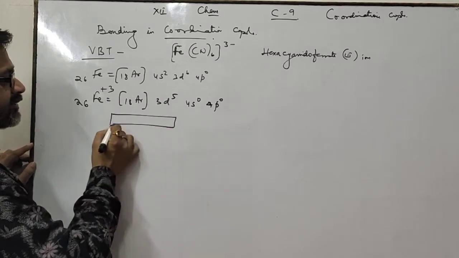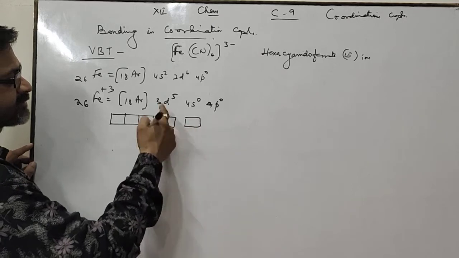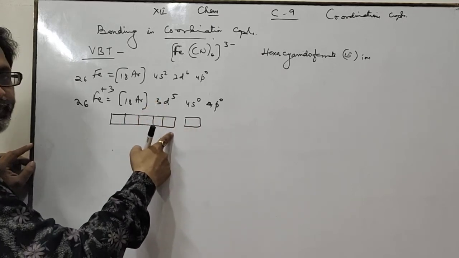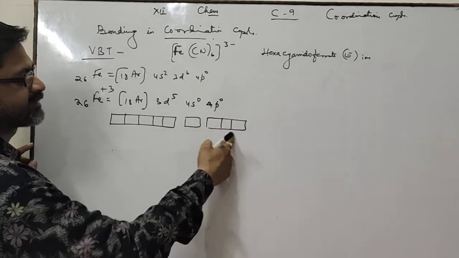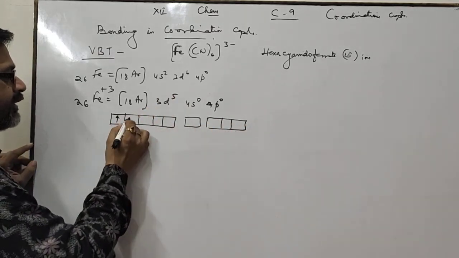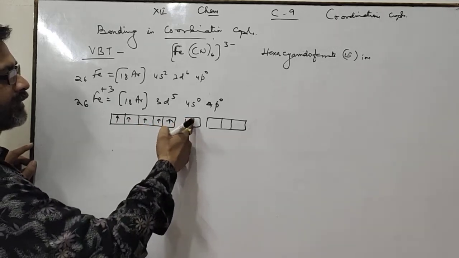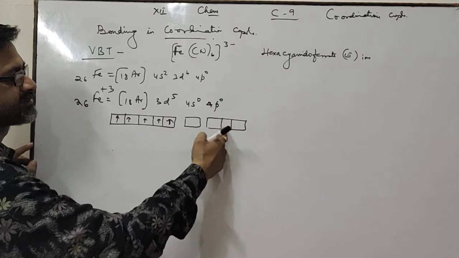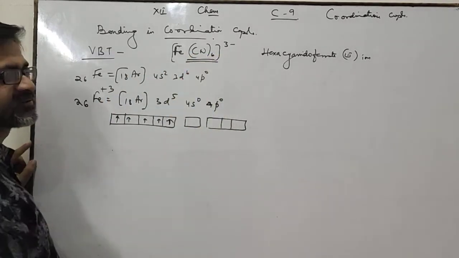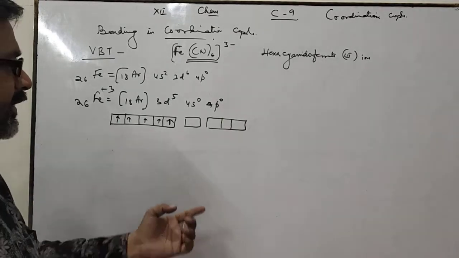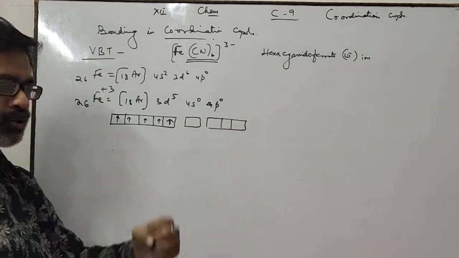You can show this in the form of boxes, their orbitals, like this. You know that the d subshell contains 5 orbitals, the s subshell contains 1 orbital and the p subshell contains 3 orbitals. These 5 electrons are accommodated in this way. 4s is vacant, 4p is also vacant. Here the total number of ligands is 6. 6 ligands are present, hence there should be 6 vacant orbitals to accommodate their electrons.